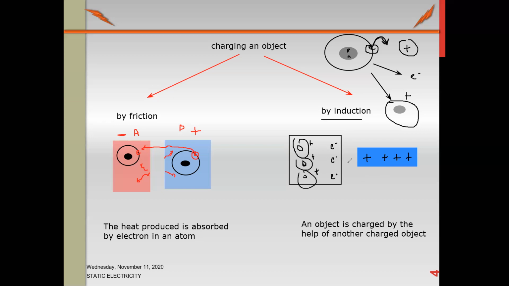So in induction, actually, we don't have to touch it. We just bring a positive charged rod closer and it will create a distribution of charge; we call that induction. But in friction, the two surfaces should have contact with each other. When the two surfaces are in contact and we rub them together, it produces heat due to friction, and that heat allows the electron to jump from one atom to another. Is the concept clear, the difference between induction and friction? I will give more examples, but this is the basic concept.